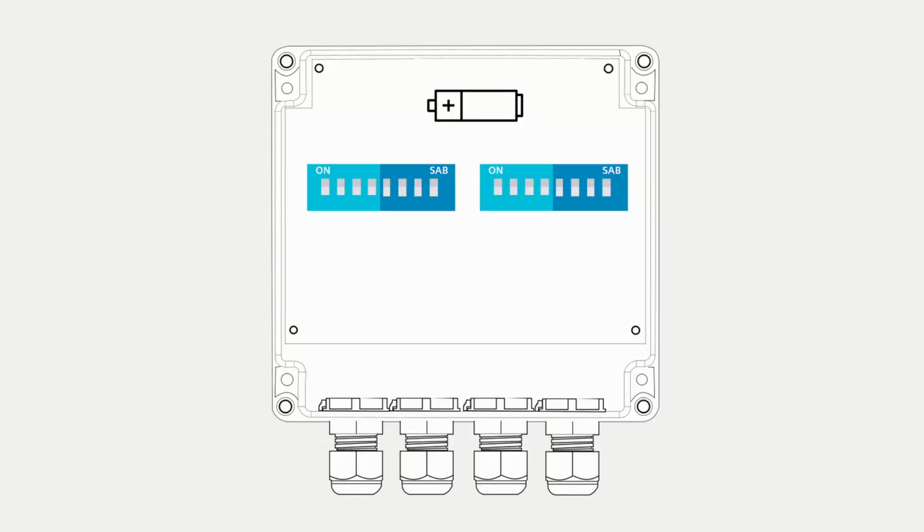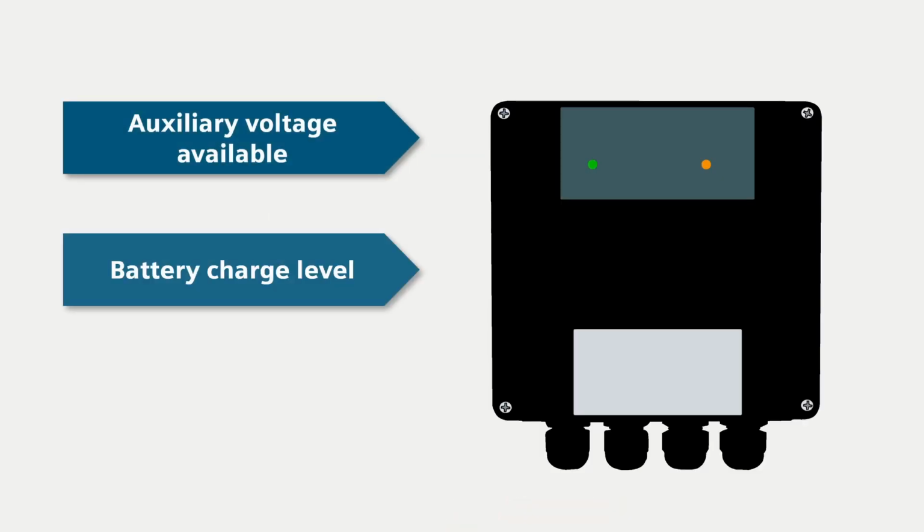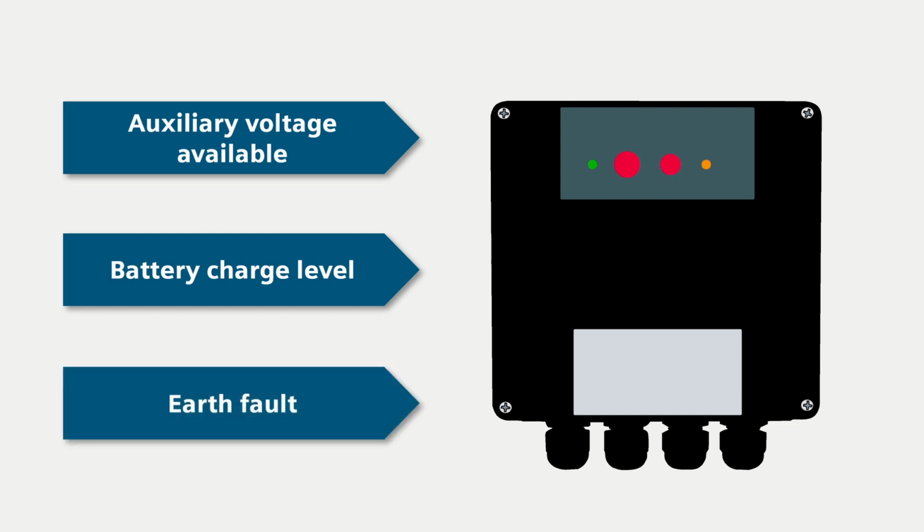During commissioning, you can easily parametrize the SICAM EFI via the dip switches and thus adjust the setting values to your network conditions. The SICAM Earth Fault Indicator is ready for use, and you have an extremely simple Earth Fault Monitor with up to 3 status messages.